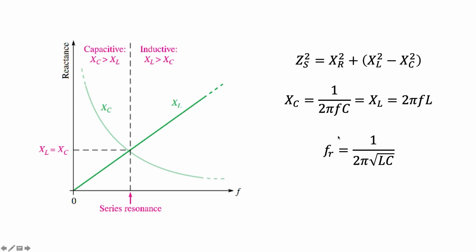We can then solve for the resonant frequency of the circuit by equating XC and XL with each other. Solving for f, we have 1 over 2 pi square root of LC.